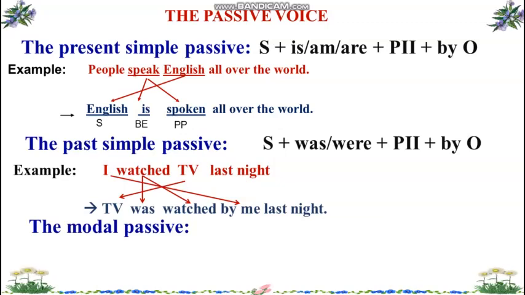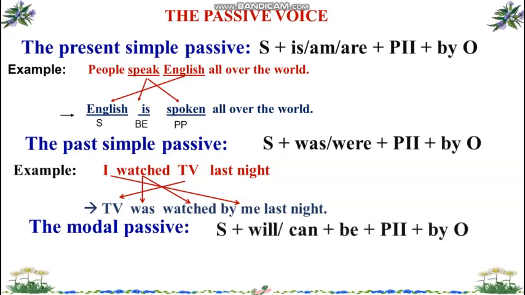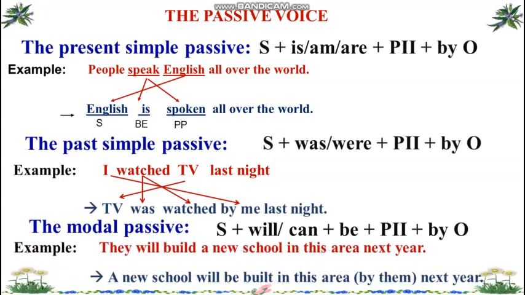And the modal passive, we have learned will and can, right? And we have the form subject, will or can, be, past participle, and by object. Now look at the example. They will build a new school in this area next year. So we have passive sentence. The new school will be built in this area by them next year.